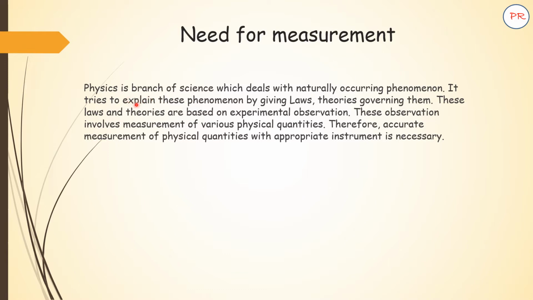See, all of us know that physics is a branch of science which deals with naturally occurring phenomena. It tries to explain these phenomena by giving the laws or theories which govern them. Now these laws and theories are based on experimental observation, and these observations involve measurement of various physical quantities, and therefore accurate measurement becomes necessary for physics.